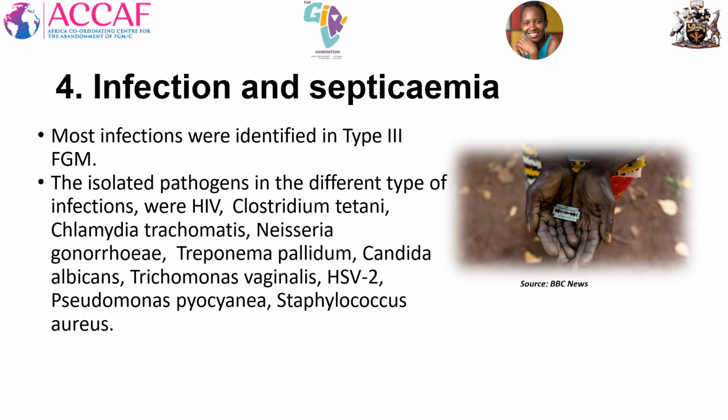So let's start with infection and septicemia. We are told that most infections are identified in type 3 FGM, and there are common infections that you can watch out for. For example, infection from HIV and AIDS. There's Clostridium tetani, which is from cases of tetanus. You can also have Chlamydia trachomatis, gonorrhea, Treponema pallidum, Candida vaginalis. Basically, there are several types of infection that you can be concerned of. However, these are the most prevalent ones.